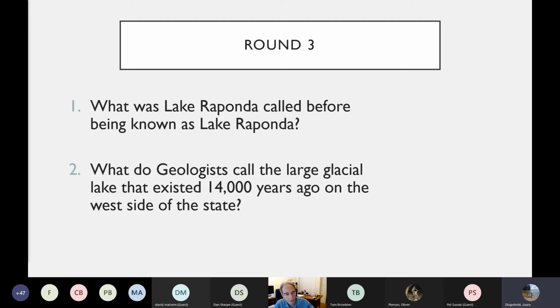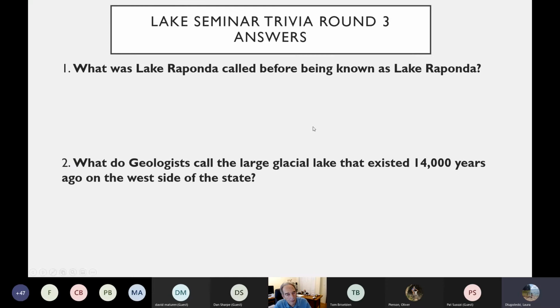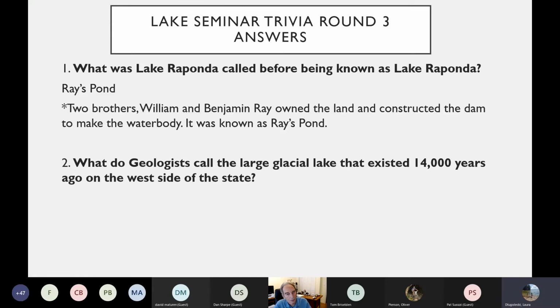So Lake Raponda, before it was Lake Raponda, was known as Ray's Pond. And I have a little bit of historical information. I guess there were two brothers, William and Benjamin Ray, who owned the land, and they made it Ray's Pond. And geologists called the large glacial lake that existed 14,000 years ago, Lake Vermont.